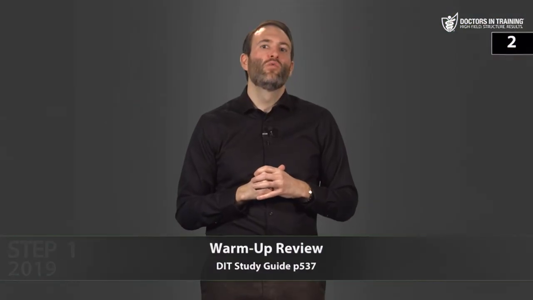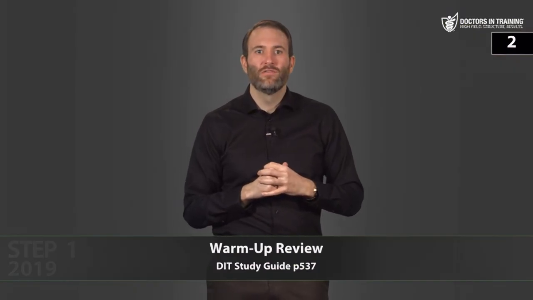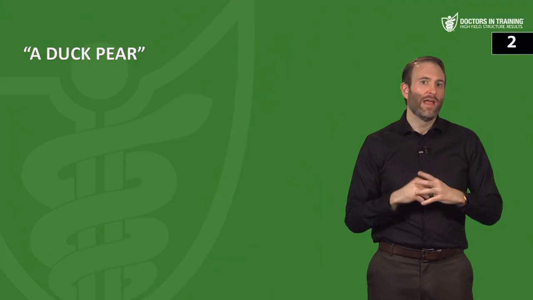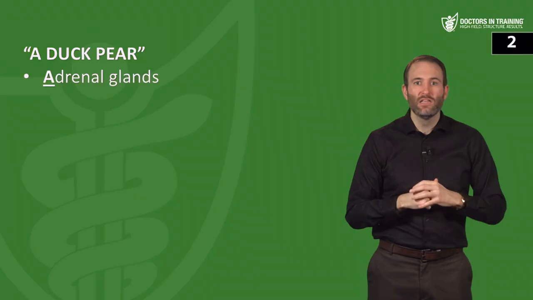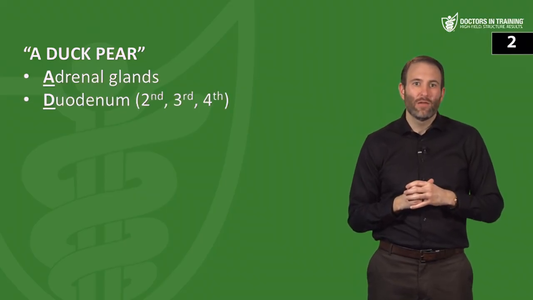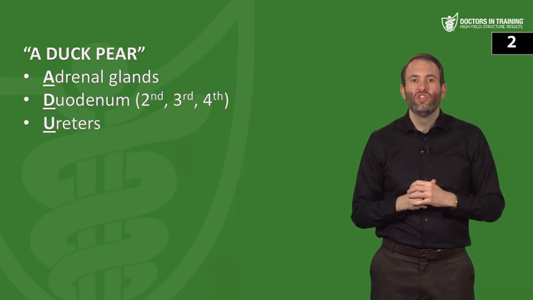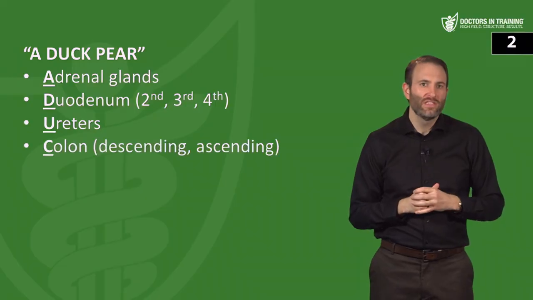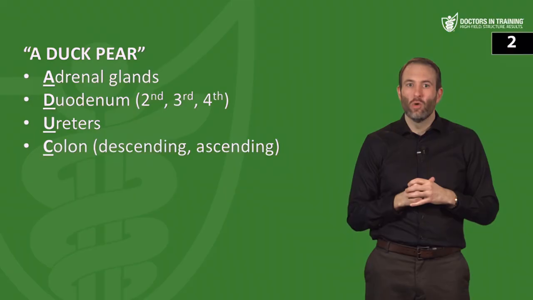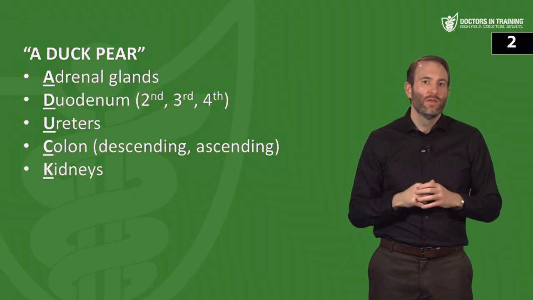Next, what are the retroperitoneal abdominal structures? Well, we use a couple of mnemonics for this one, like SAD PUCKER or A DUCK PER. We favor A DUCK PAIR. The A is for adrenal glands. D is for duodenum, the second, third, and fourth parts of the duodenum, but not the first part of the duodenum. U is for the ureters. C is for the colon. This is the descending and ascending colon, but not the transverse colon. K is for kidneys. That's the duck.